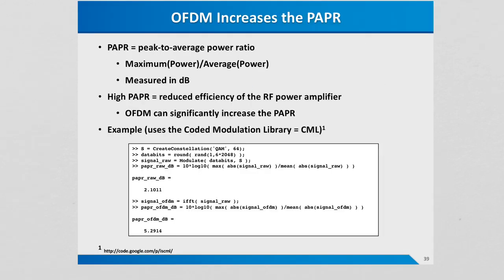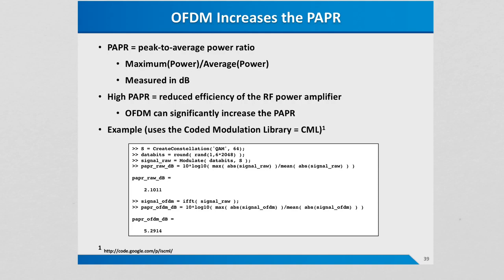So OFDM has a problem though. And the problem is that it increases the so-called peak to average power ratio. So what is peak to average power ratio, or PAPR? Well, it's just the ratio of the maximum power divided by the average power. And I have an example at the bottom written in MATLAB, but basically what it's showing is that when you take a signal and you pass it through an IFFT, it increases the PAPR.